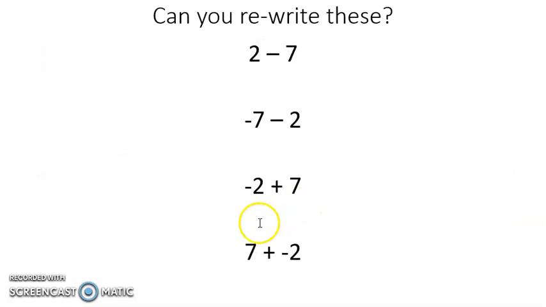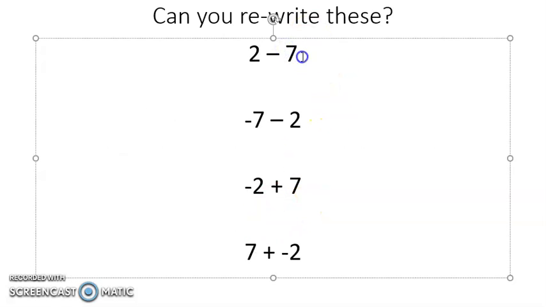So let's practice that. Can you rewrite these as addition problems? I'm going to have you pause. Go ahead on the back of your bell work paper. Try these 4 problems. Rewrite them as all addition problems.